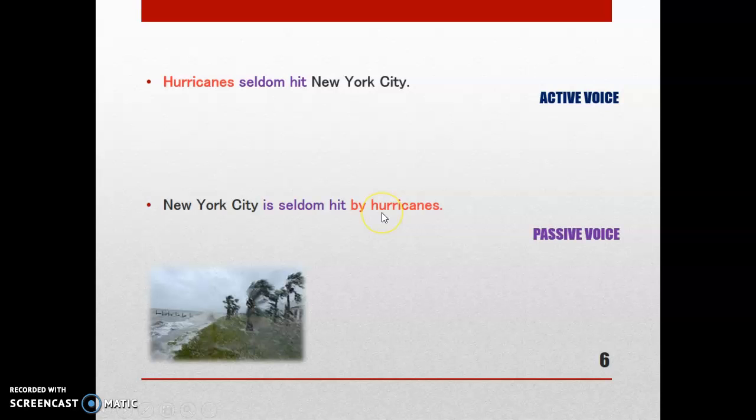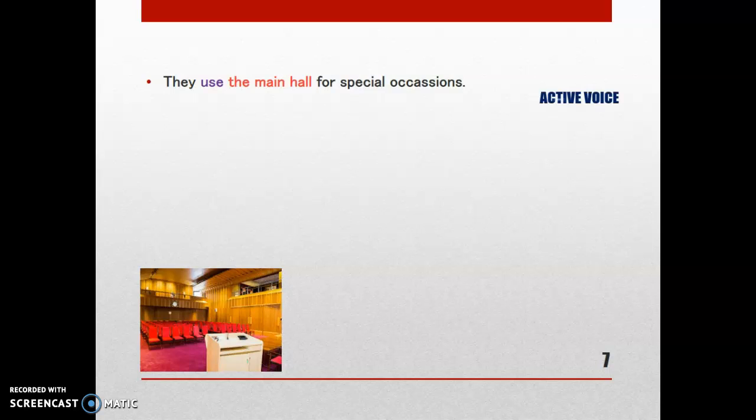Remember that the agent, when it is important and we decide to include it, should be introduced with the word by. Another example: they use the main hall for special occasions. The main hall is the object, which becomes the subject of the sentence in the passive voice, is used.